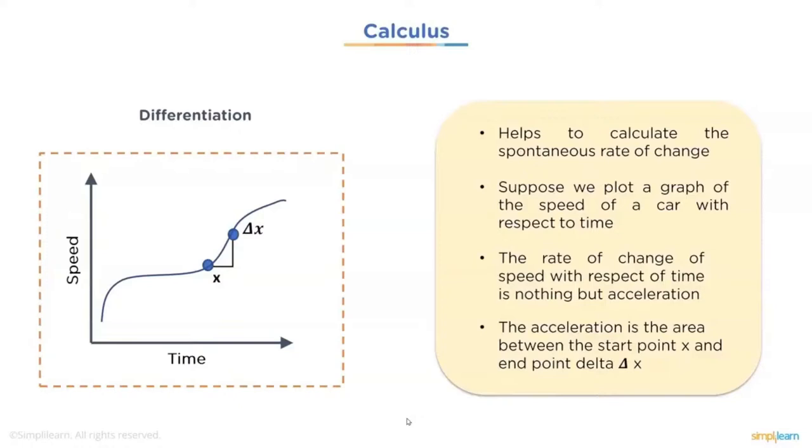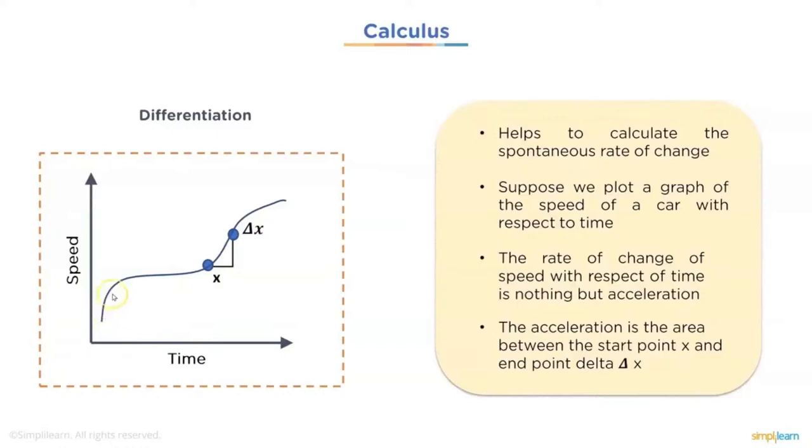So when we talk about calculus, we're going to understand it by talking about cars versus time and speed. It helps to calculate the instantaneous rate of change. Suppose we plot a graph of the speed of a car with respect to time. As you can see here, it's going down the highway, probably merged into the highway from an on-ramp.